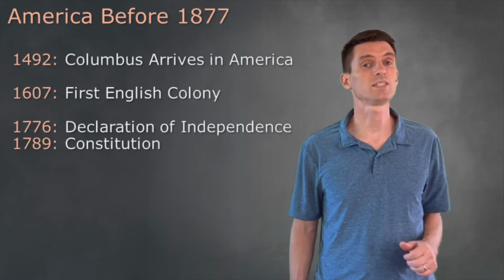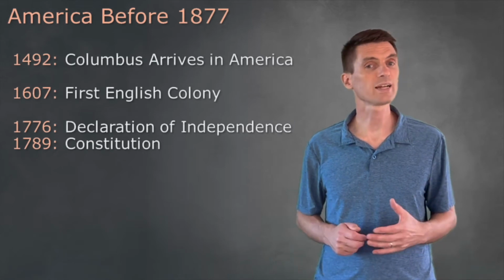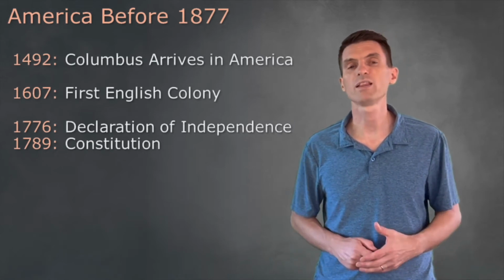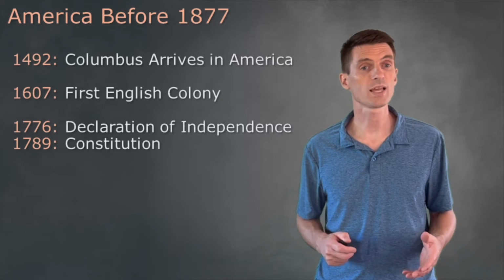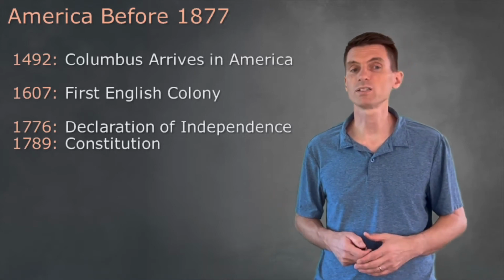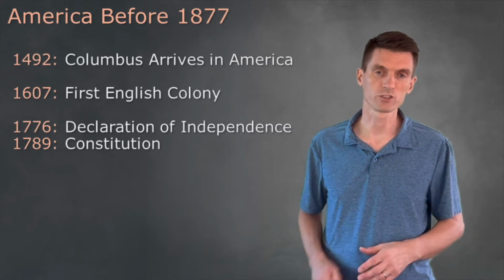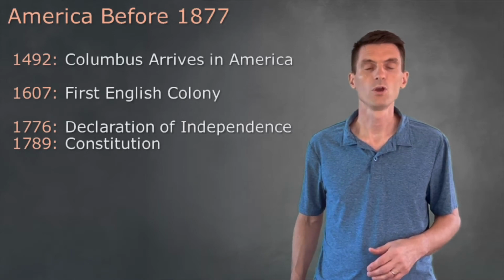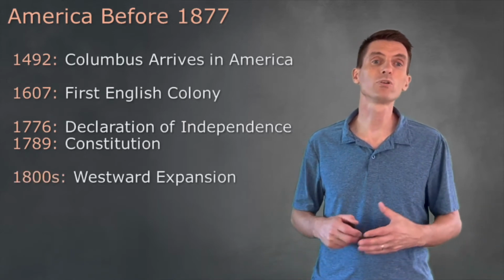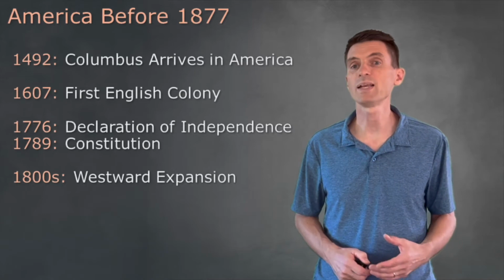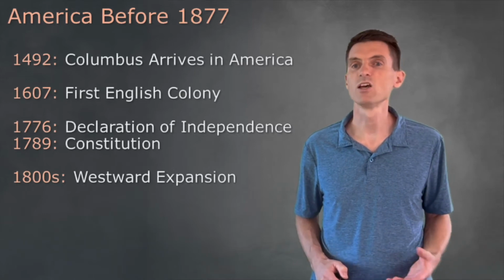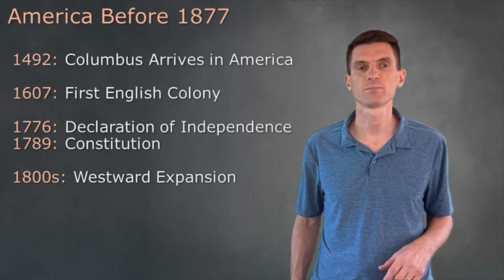Then in 1776, those colonists declared independence from England and created the United States. A few years later, in 1789, they wrote the Constitution, the rulebook for our country's government. Throughout the 1800s, the nation grew as white settlers moved west, and by 1900, the map of the United States looked like what we see today.